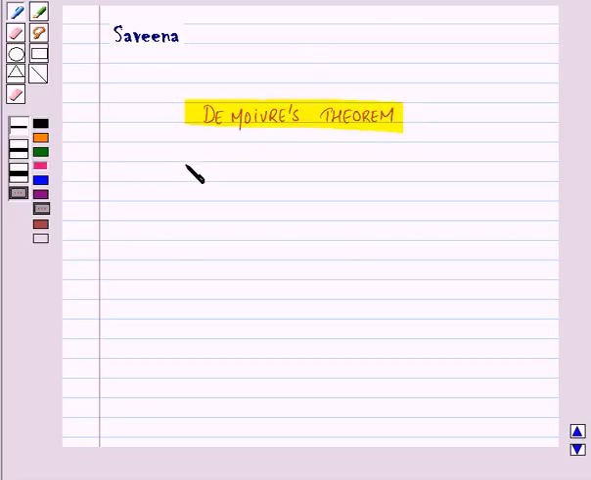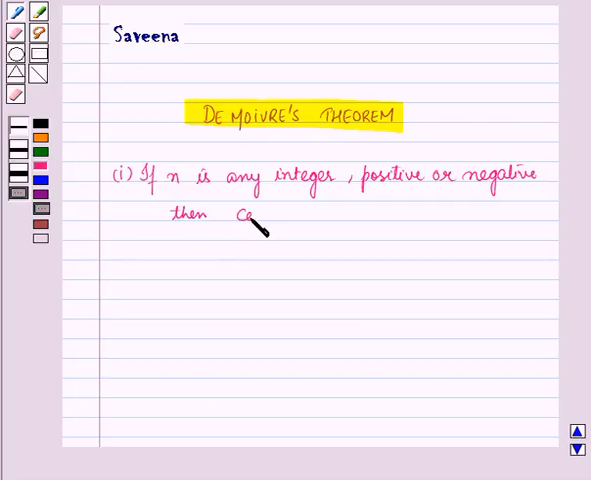Now, de Moivre's theorem states that if n is any integer, positive or negative, then (cos theta + i sin theta) raised to power n is equal to cos n theta + i sin n theta.